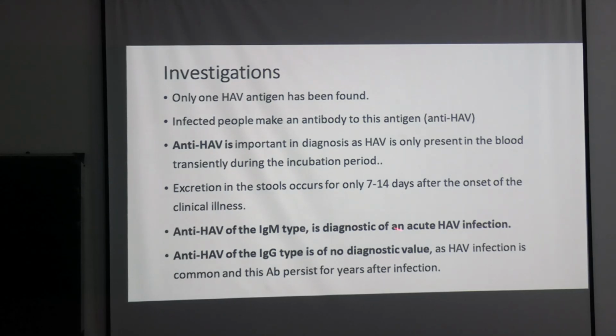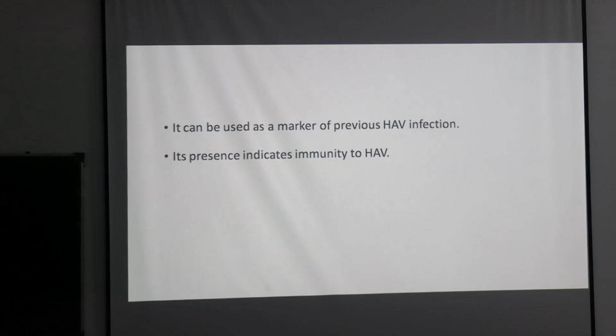Anti-HAV IgM is diagnostic of acute HAV infection. Anti-HAV IgG is of no diagnostic value as HAV infection is common and this antibody persists for years after infection. It can be used as a marker of previous HAV infection. Its presence indicates immunity to HAV.